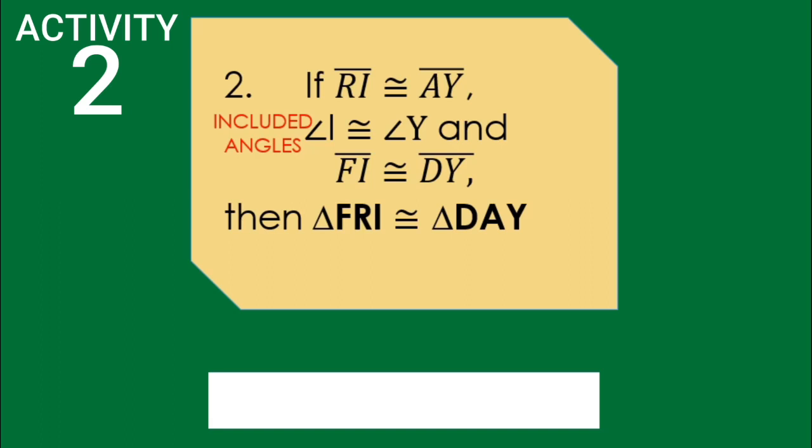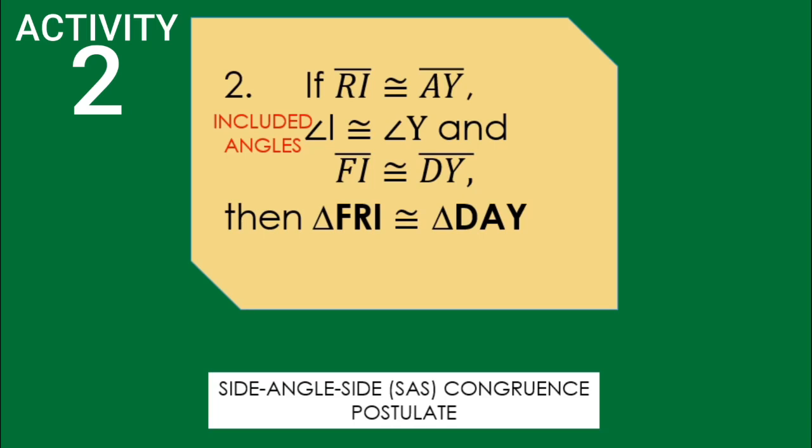Number 2. If segment RI is congruent to segment AY, included angles I and Y are also congruent, and segment FI is congruent to segment DY, then triangle FRI is congruent to triangle DAY. Side angle side, or SAS congruence postulate, because we have 2 pairs of congruent sides and 1 pair of congruent included angles.